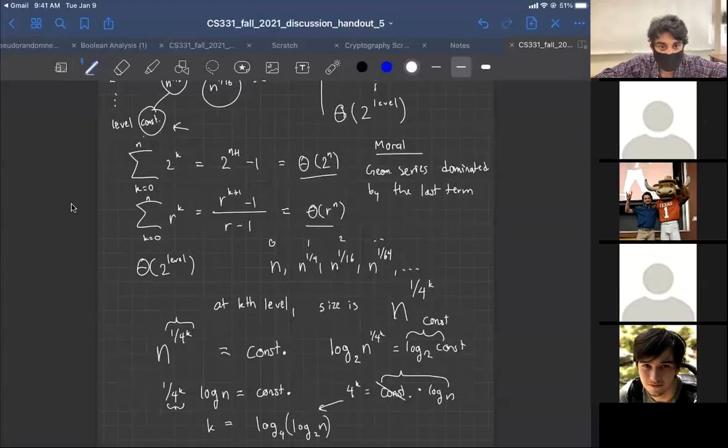Wouldn't it be 4 to the k is equal to log n over constant? No, because this is 1/4 to the k and you're multiplying it onto this side. So it's not over constant. Okay. All right.